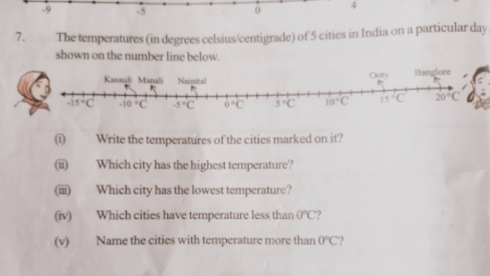The second question: which city has the highest temperature? Easily we can identify, 20 degrees centigrade is the highest temperature, that is Bangalore. Which city has the lowest temperature? Kausli, that is minus 9 degrees centigrade. Which cities have a temperature less than 0? There are 3 cities with less than 0 temperatures, that is minus 3, minus 7 and minus 9 degrees centigrade. Those cities' names, watch and write clearly.